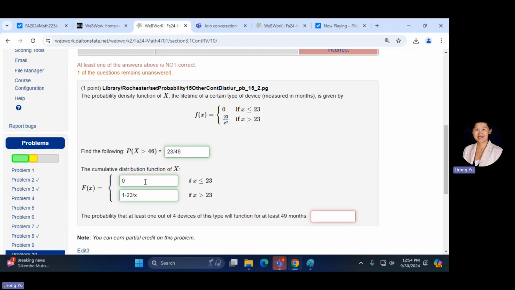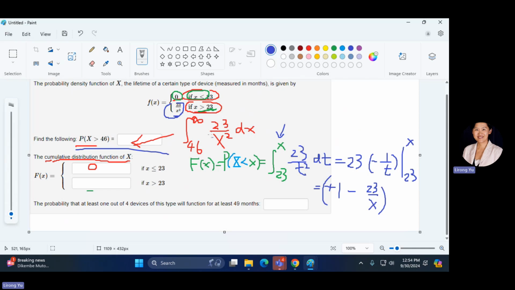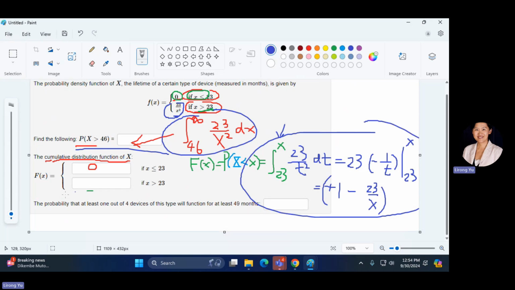So we can actually apply the CDF in the second question to answer the first question, because essentially they're both integrations. The integration that you did for this one will be similar to the integration that you did for this one, except this one has a variable and this one has an actual number. Last question: at least 1 of 4 devices will function for at least 49 months. To function at least 49 months, that's the probability x is more than 49. For that one, it's similar to the first question.